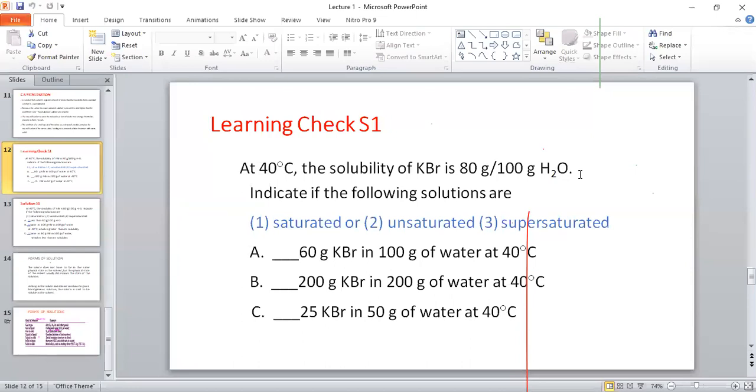Ayomide, tell me the difference of these three, what are they and why? A is unsaturated, ma. Why? From what I explained to you, why do you think it's unsaturated?